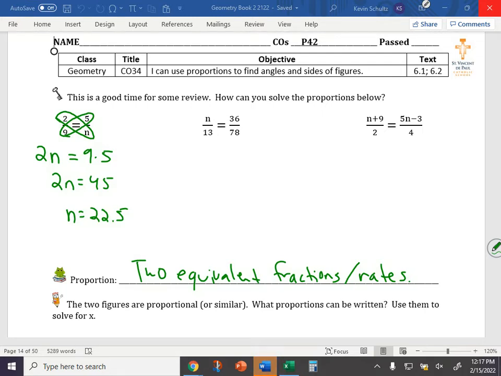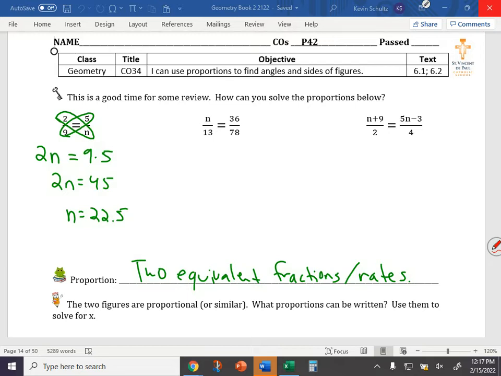So how would you check this to make sure that you're right? What are some different ways you can check it? Anyone remember? Peter? Plug the number back in. Sure, you could plug the number back in. Does 22.5 times 2 equal 45? Okay. What's another way you could do it?